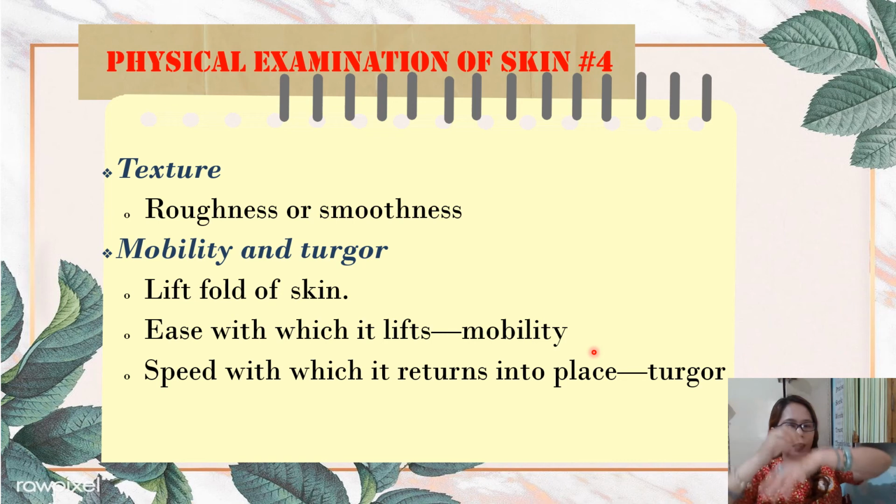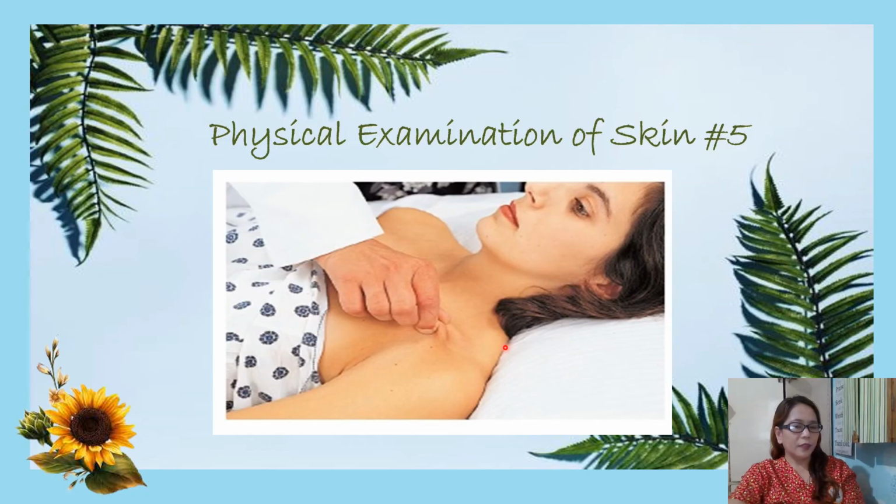Pag inaano mo, hinahawakan mo. Okay, speed with which it returns into place. For the skin turgor, you can do it on the forearm. So ganyan, bumabalik siya agad. If hindi agad babalik, kapag poor ang skin turgor, that could be again a sign of dehydration. So you can perform skin turgor on the skin under your clavicle as well, or under the clavicle of your client.